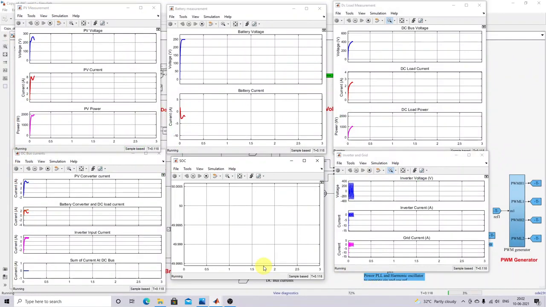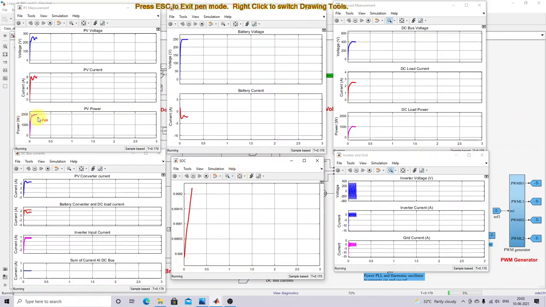So every 0.3 seconds, the value of irradiation keeps on reducing. After that, it keeps on increasing with some value. So now, first you check the SOC. SOC keeps on increasing because solar PV has power. Solar PV charges the battery as well as supplies the load as well as supplies the grid.